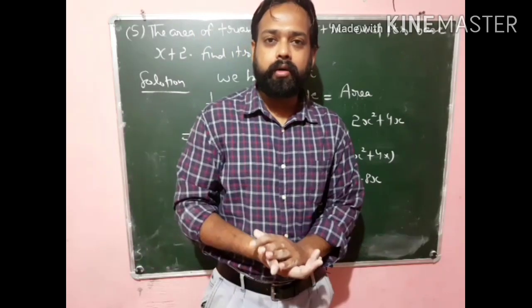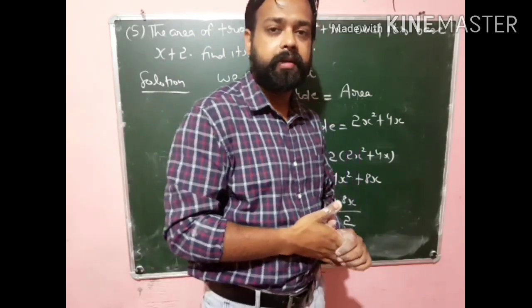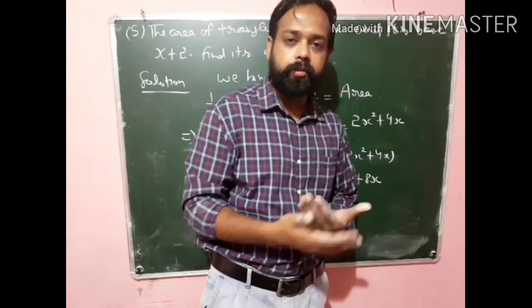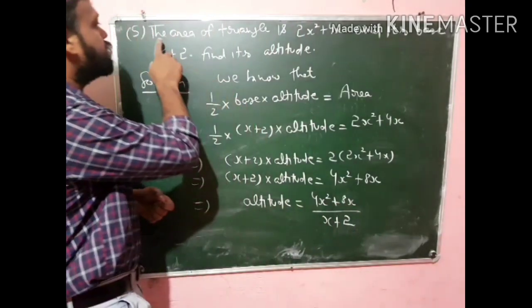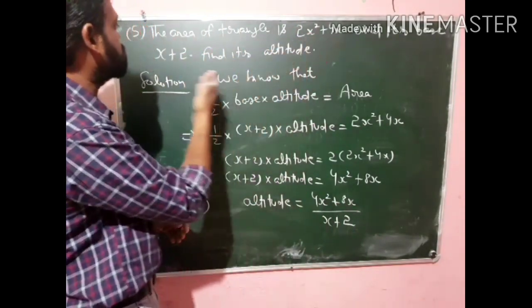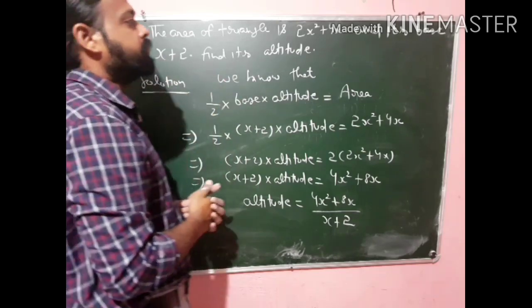So okay students, now I am going to solve its fifth part. So see this carefully. In the fifth part it is given, that is also in your book. You can see the statement in your book. The statement is: the area of a triangle is 2x square plus 4x and its base is x plus 2, and we have to find its altitude.